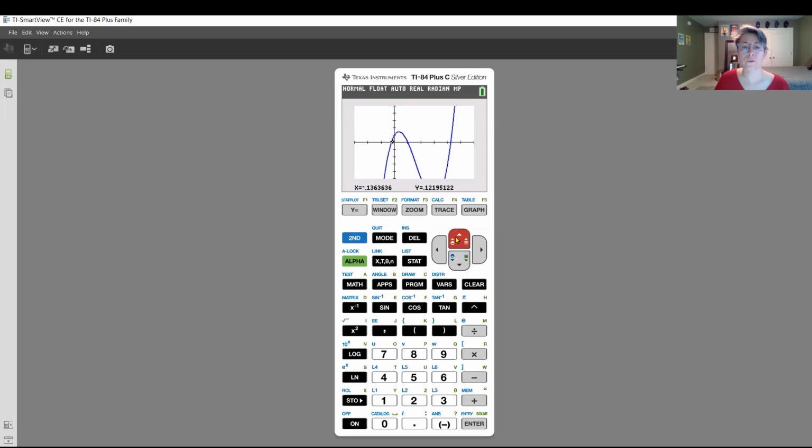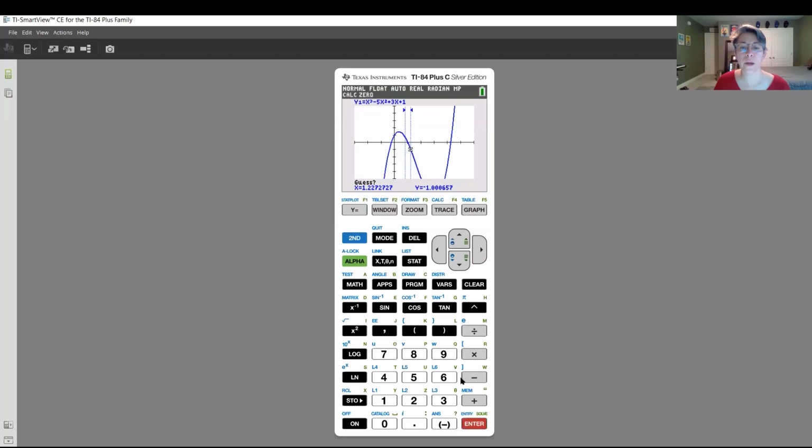We're going to go back to second function calculate. We want to calculate a 0 again, but this time we want this other 0. So I'm going to go to the left of that 0. So left bound right here, hit enter. So that line needs to be to the left. And then right bound. All right, so we're going to go over here towards the right side.